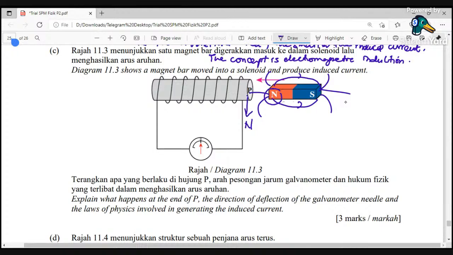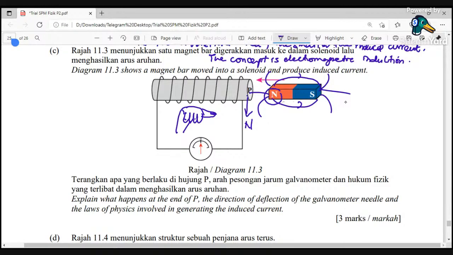So if P becomes north pole, what is the direction of current in the solenoid? You can apply the right hand grip rule for solenoid. If you remember, you can put your finger like this, your forefinger, and then your thumb like this.